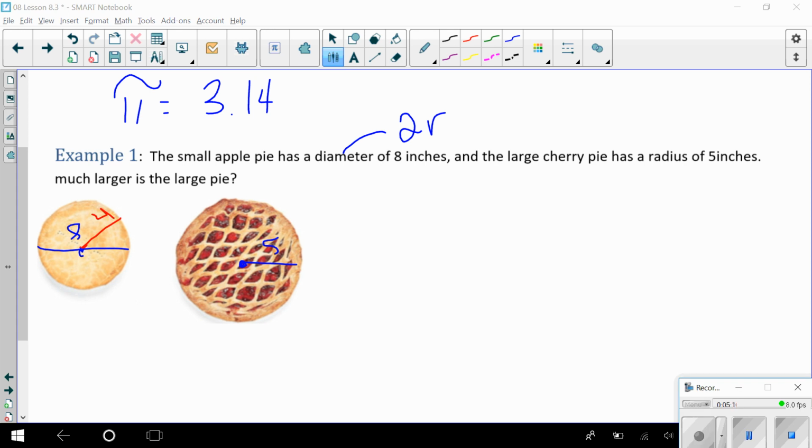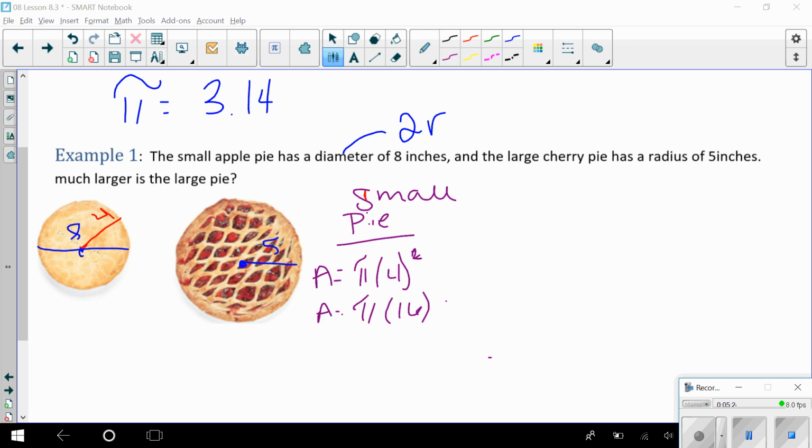So the question is, how much larger is the larger pie? So we're looking at area here. So how much more pie is in the large cherry pie than in the small apple pie? So we'll have to do a few computations, and we're going to use the area formula to do that. So in the small pie, the area is pi times 4, which is the radius, squared. And we know the radius is 4 because the diameter is 8, and the radius is half of the diameter. So that means the area is 16 pi. And we're just going to leave pi in our answer.